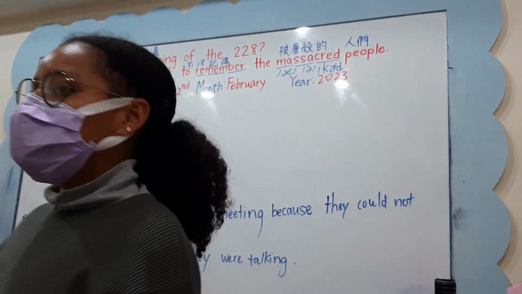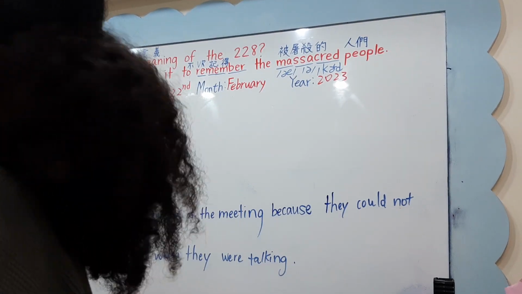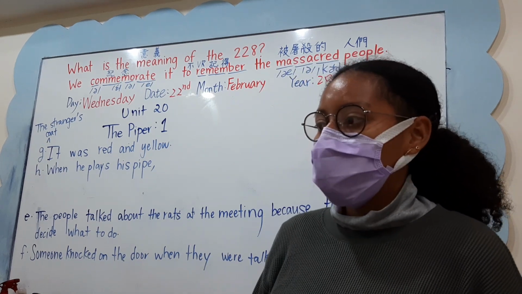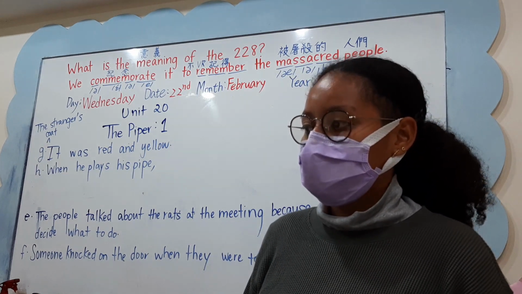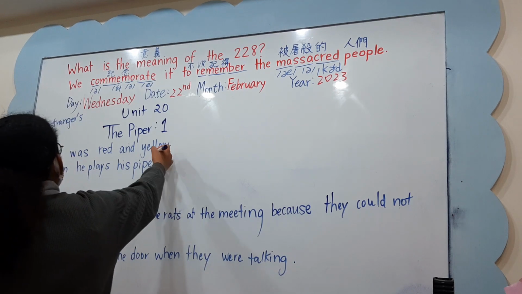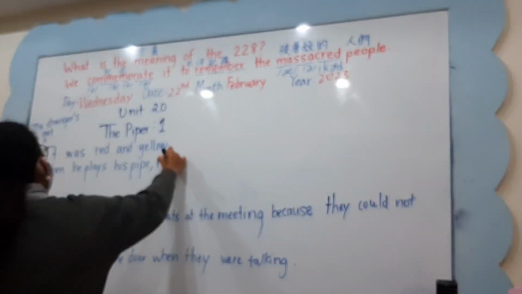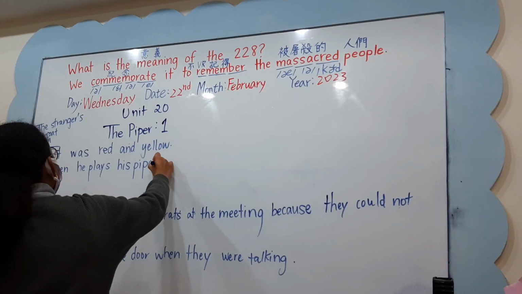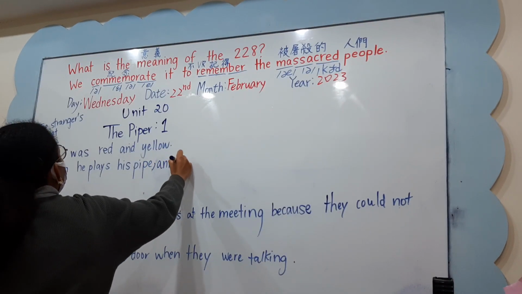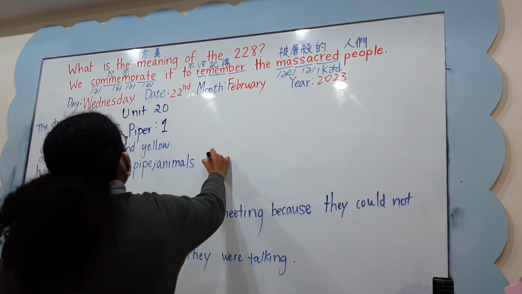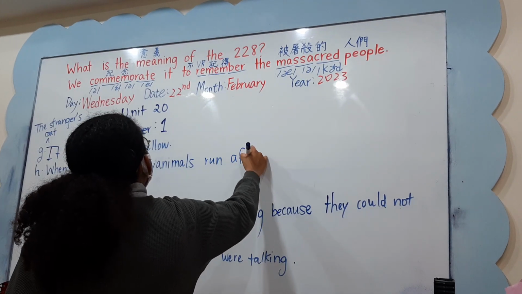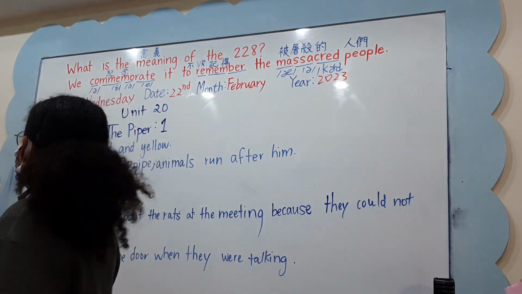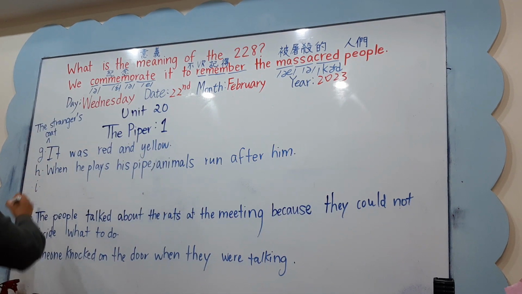What happens when the stranger plays his pipe? If you look at this story, what happens? What does he say happens when he plays his pipe? Okay, animals run after him. So when he plays his pipe, animals run after him. Good. Okay, let's look at I.